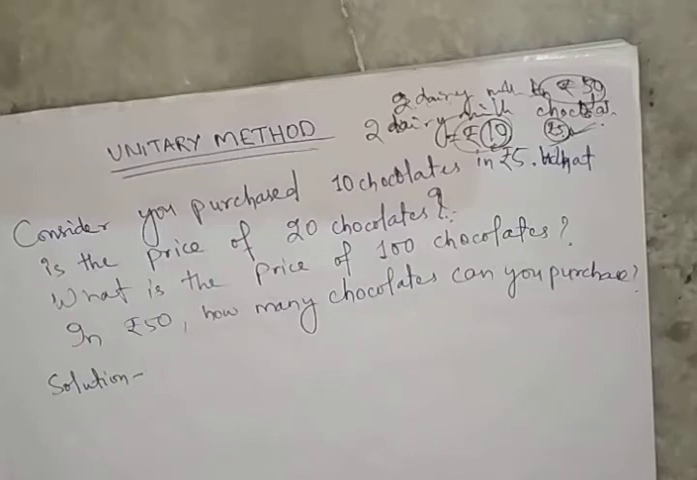5 rupees. So this is what we are getting: the cost of one thing, or the value of one thing, the cost of one chocolate by getting the value of one chocolate.